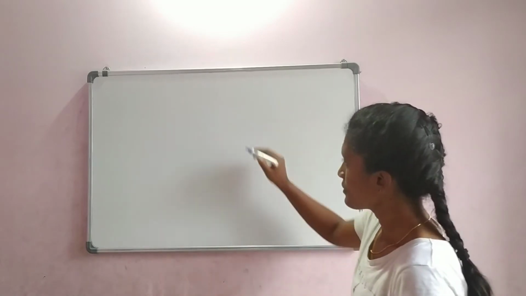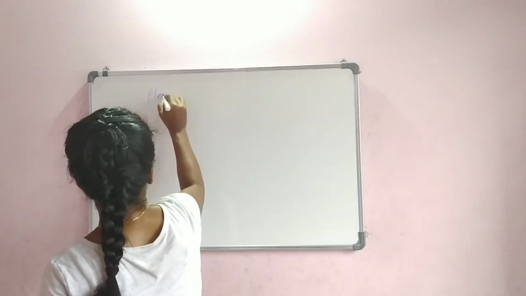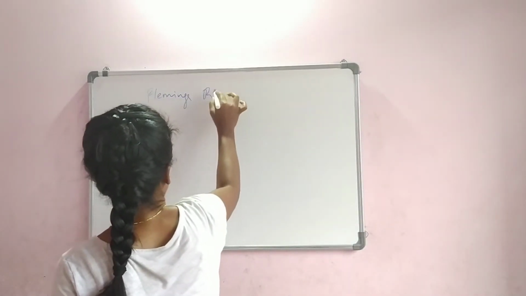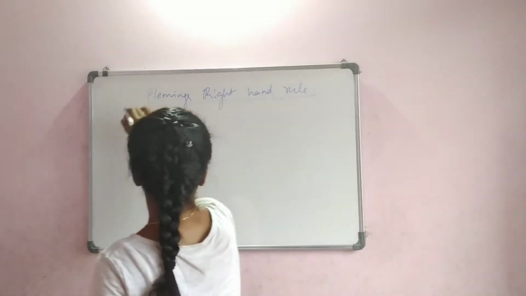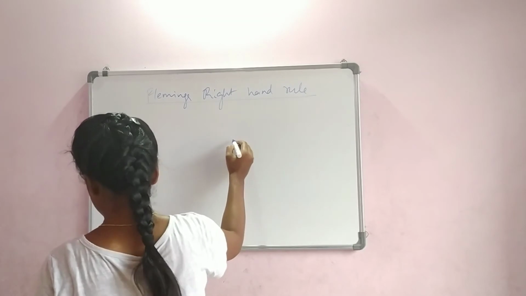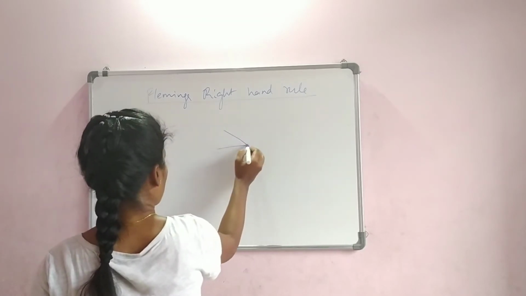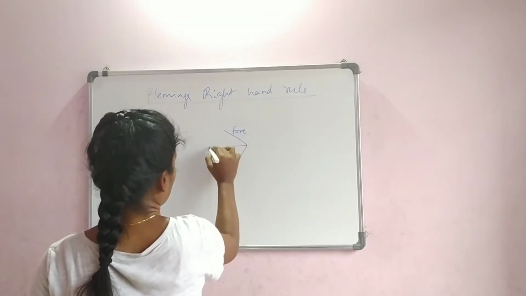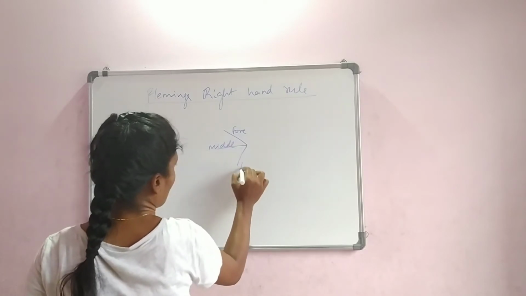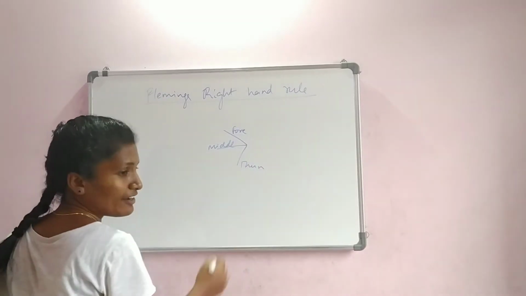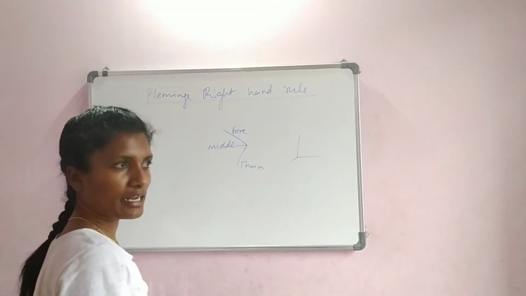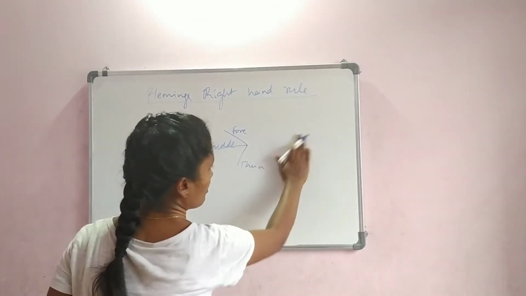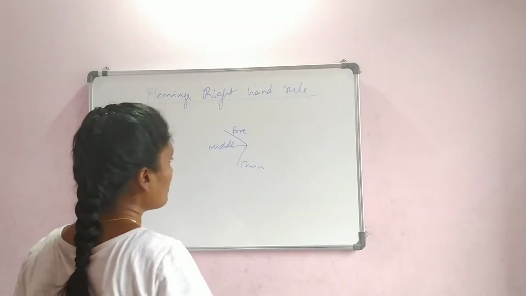Let me draw that. Fleming's right hand rule. Here we are again using the 3 fingers: the forefinger, middle finger, thumb. Earlier in Fleming's left hand rule, each one was placed at 90-degree angles, perpendicular to each other. But here there is no perpendicular arrangement.